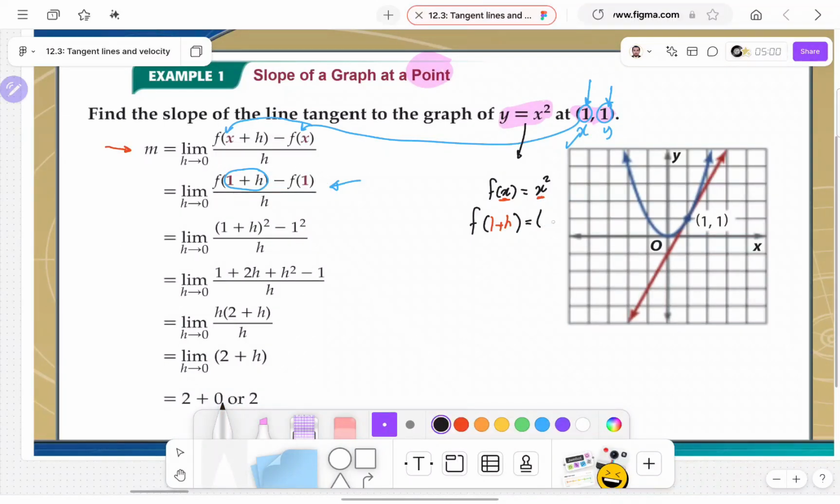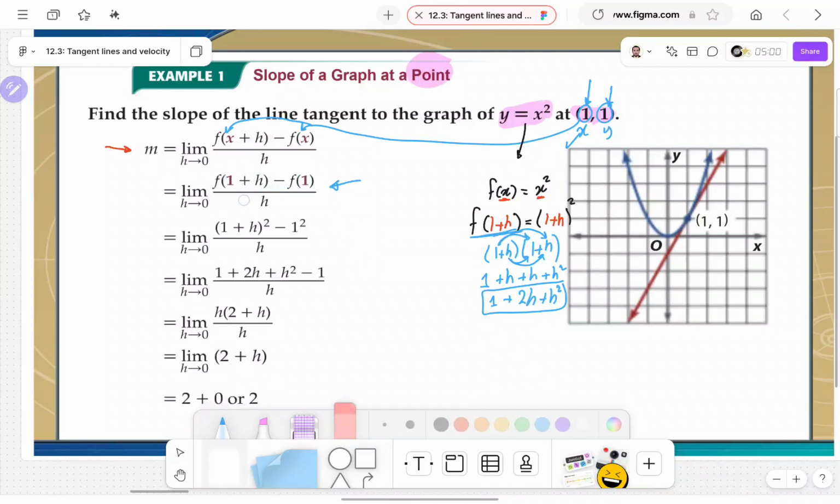Instead of writing x, we are going to write 1 plus h, and don't forget the square. If I need to simplify this, it can be written as two brackets, 1 plus h times 1 plus h. Then we use the distributive property. 1 times 1 is 1, 1 times h is h, then h times 1 is h, then h times h is h squared. In the end it will be 1 plus 2h plus h squared. So this is the answer for f of 1 plus h.